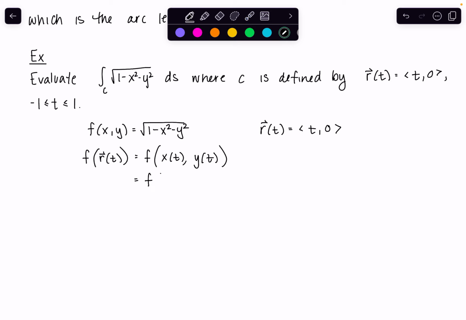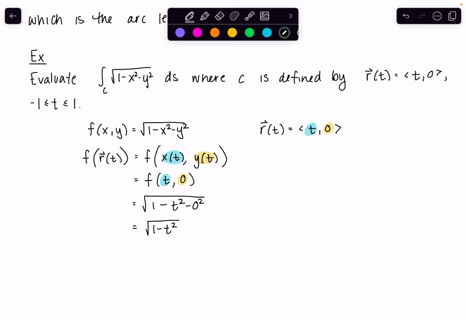So again, in place of x, I'm going to use t, and in place of y, I'm going to use 0. Because these are the same from here, and these are the same from here. Okay? So this is equal to 1 minus x squared minus y squared. So the function just along that curve is 1 minus t squared.